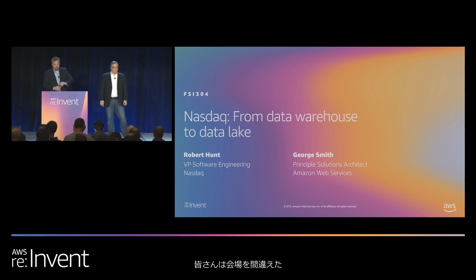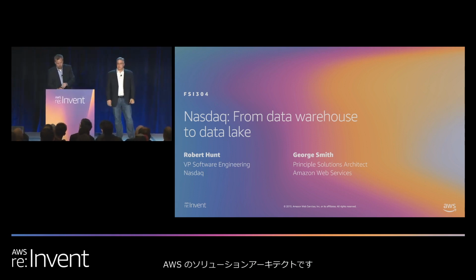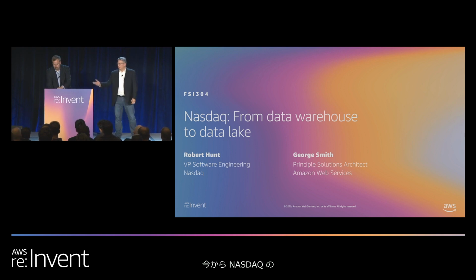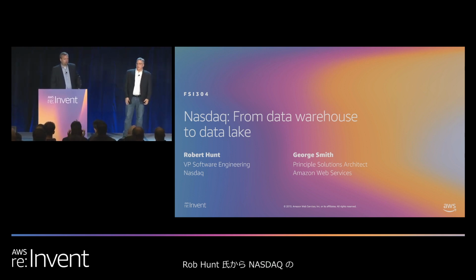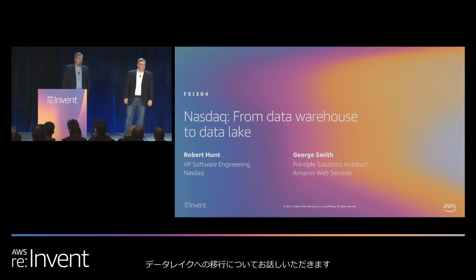I just want to make sure you guys are in the right place. My name is George Smith. I'm a solutions architect with AWS. This is Rob Hunt, who's the VP of Software Engineering for Nasdaq. And we're going to talk to you today about Nasdaq's journey from a Redshift data warehouse to a data lake.